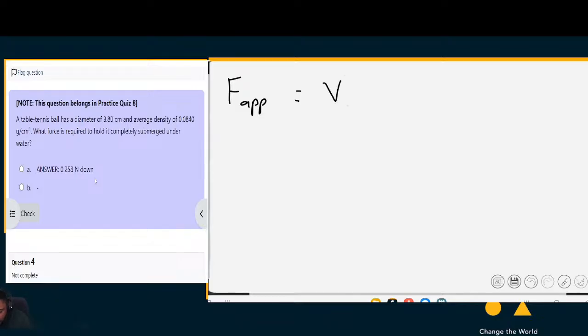V g, volume of the water displaced, times the density of the water, minus, no, it's subtract. Take it over. You subtract the weight of the ball. Okay, and the weight of the ball is nothing but the gravitational acceleration times the density of the ball times the volume of the ball.